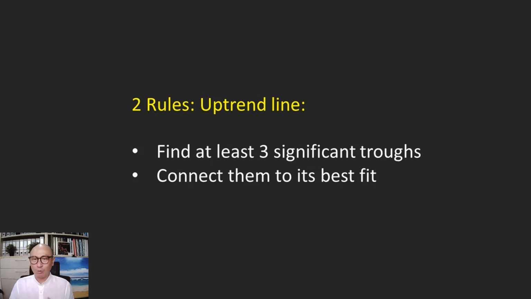The two rules of an uptrend line are the reverse of the downtrend line. Number one, we have to find at least 3 significant troughs. Then after that, we connect them together to find the best fit. At least 3. Again, the more the better.